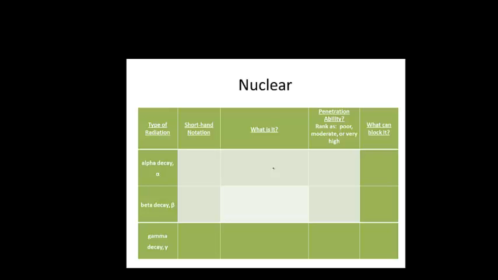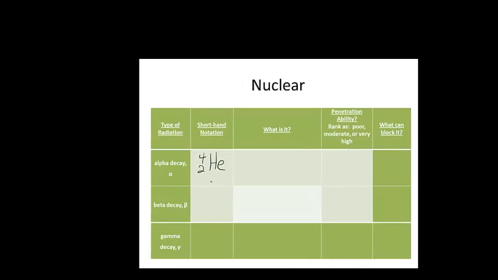Alright, nuclear. Let's go through and fill out this lovely chart. You might want to pause it and try to fill it out beforehand, and you can see what your answers are, see if they match. But here we go. Alpha symbol is 4 over 2 He. Beta is 0 over negative 1 lowercase e. And gamma is 0 over 0 with the Greek lowercase letter gamma.